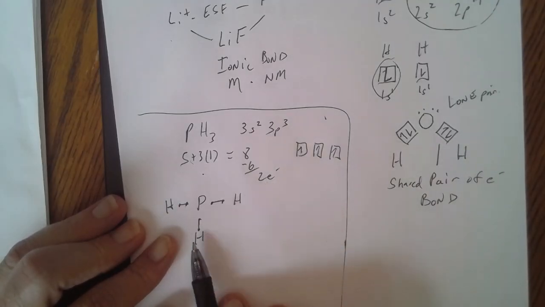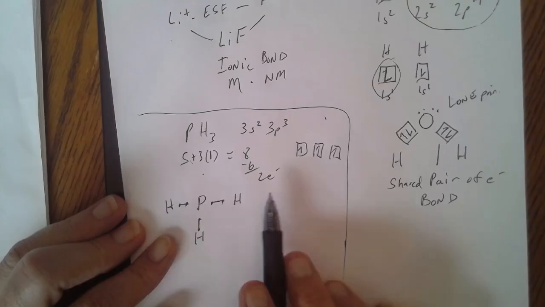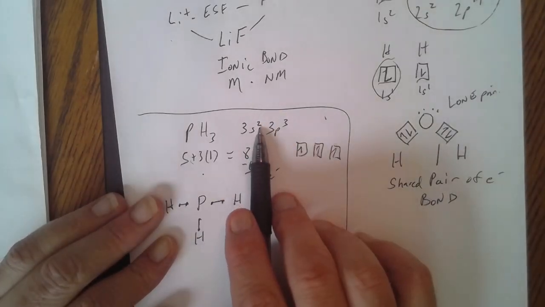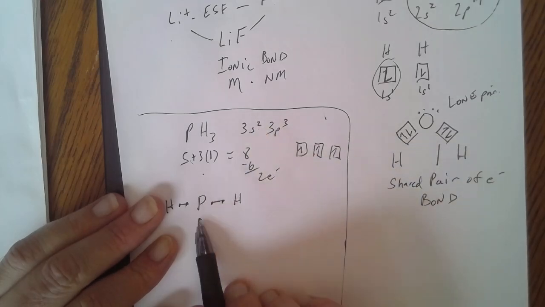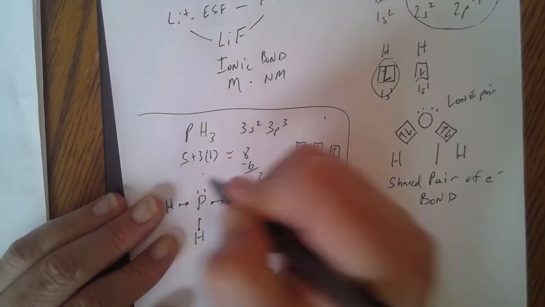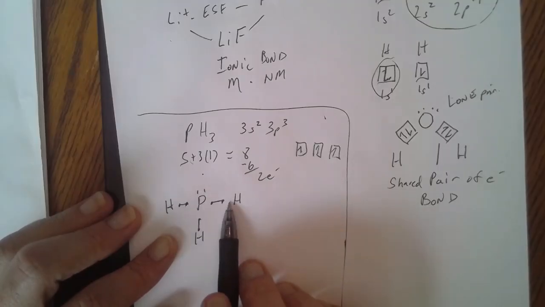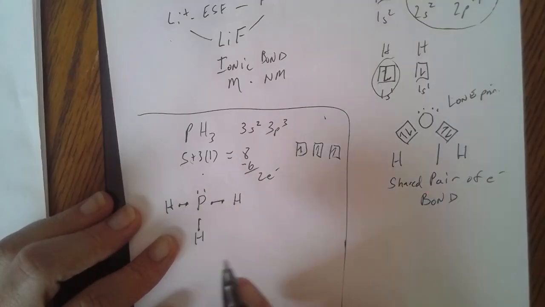We have 6. Each of these hydrogens has their 2. The phosphorus has these 3, but don't forget, it also has these s2. So 2, 4, 6, 8 for the phosphorus. There's its octet, and each of the hydrogens has their own octet.